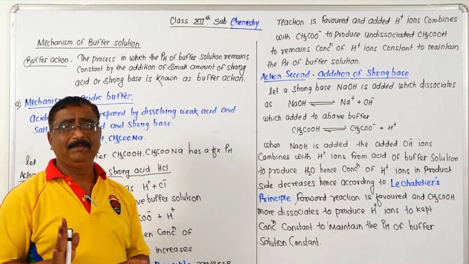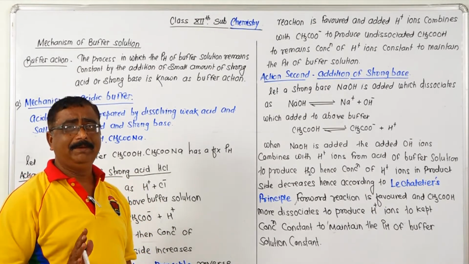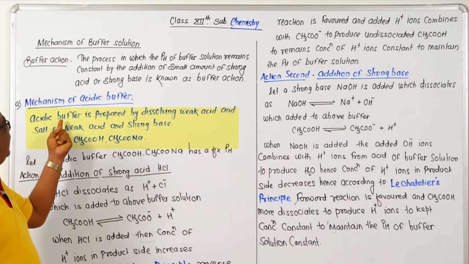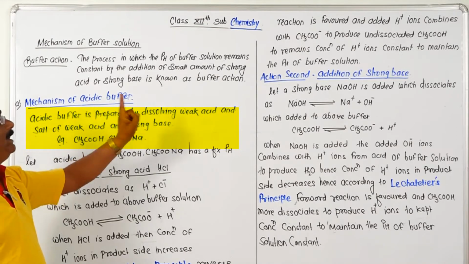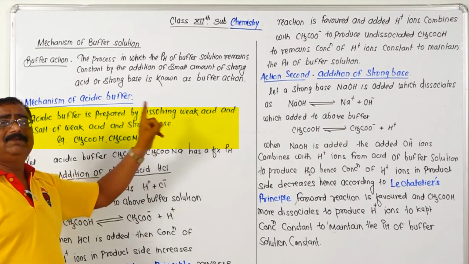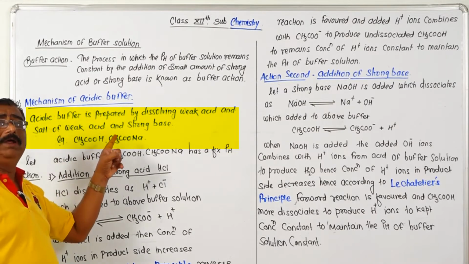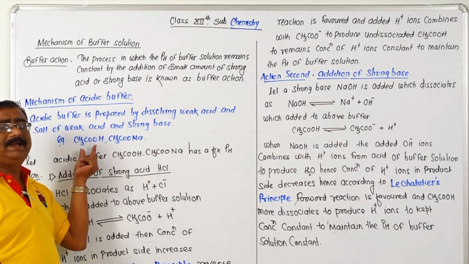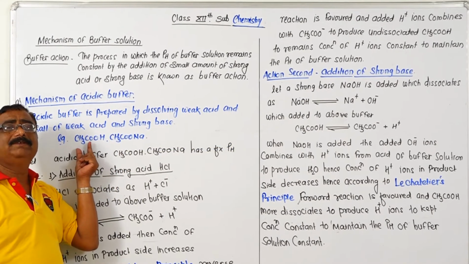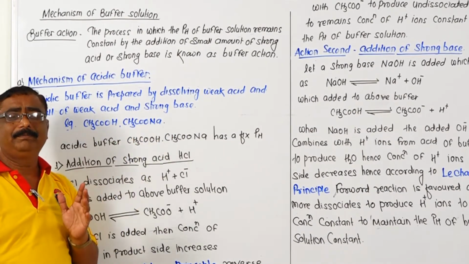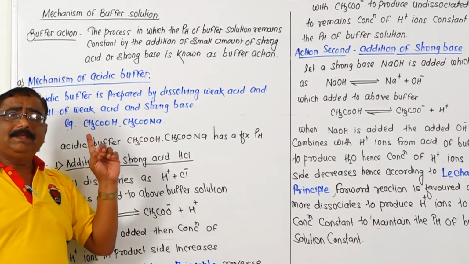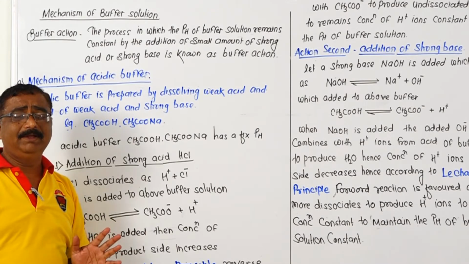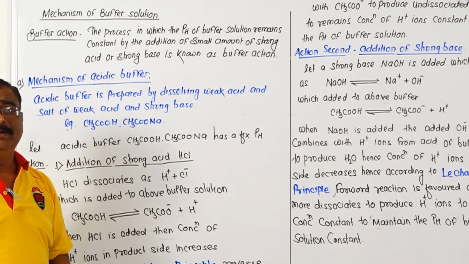Sodium acetate, CH3COONa. So acidic buffer is prepared by dissolving weak acid and salt of weak acid and strong base. It is known as acidic buffer. One of the examples is, let us consider CH3COOH mixed with CH3COONa. It has a fixed pH and that is less than 7. Now, how is this pH maintained?